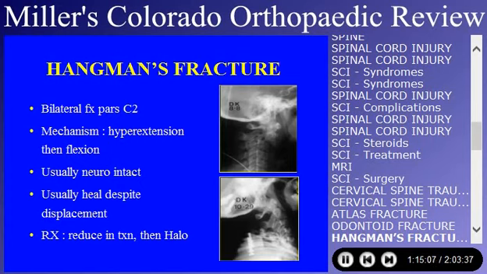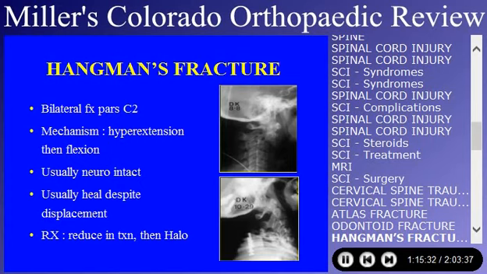Usually these patients will be neurologically intact because if they're not, they're usually going to be dead otherwise. And usually they will heal, no matter how displaced they are, once you get them even close to reduced. So I would be very, very careful about talking yourself into needing to operate on a Hangman's fracture. The usual treatment is to reduce in traction and then put them in a halo.